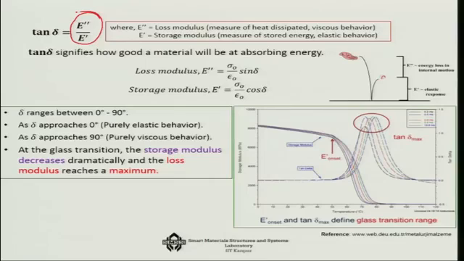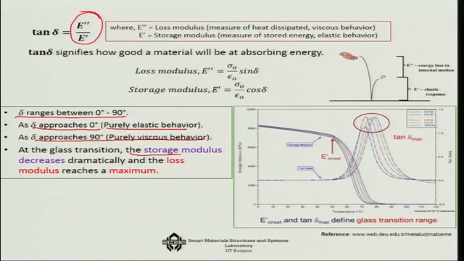It can dissipate an enormous amount of energy, and particularly that happens at the glass transition temperature, when the chains have just reached enough mobility. So the delta value ranges between 0 to 90 degrees, and as delta approaches 0 degrees, you get purely elastic behavior. As delta approaches 90 degrees, purely viscous behavior, and delta in between the two is actually a viscoelastic material.